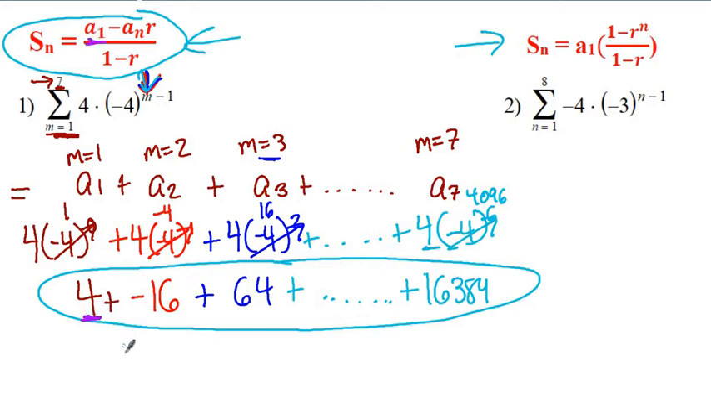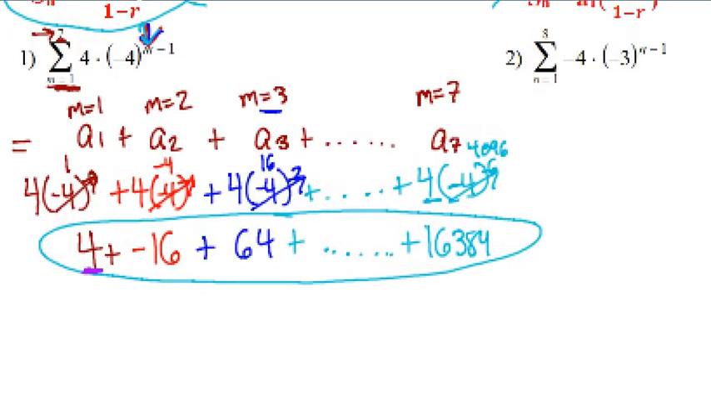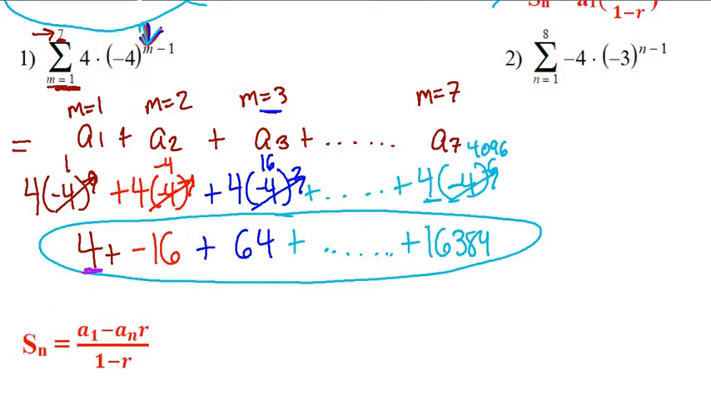The first term is 4. So we're going to use, let me just move this formula down a little bit so we can have some more space to work with here. Okay, so we are going to use this one right here. And we're finding the sum of 7 terms because there's 7 terms right here.